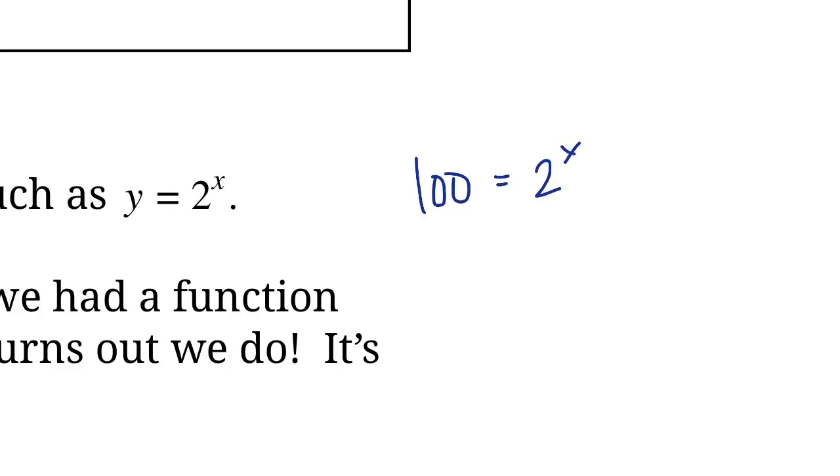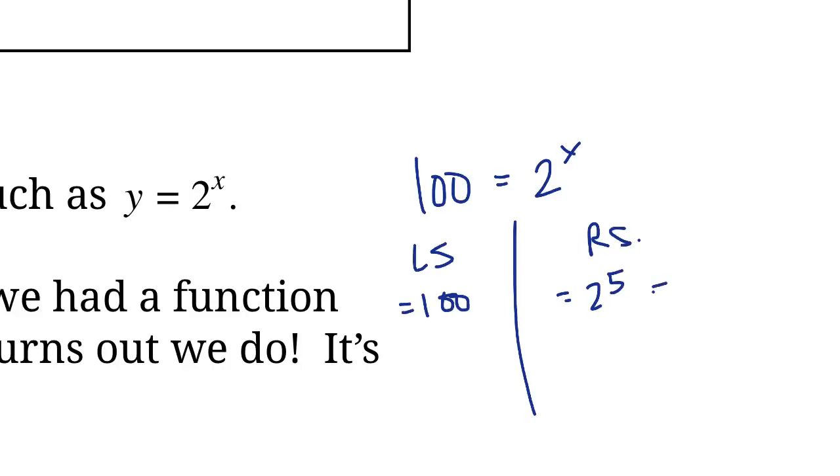We might be tempted to just plug in some values for x and see if it matches. So I would do a left side, right side deal, right? I know the left side has to equal 100, but for the right side, I'm going to try plugging in x equals 5. So 2 to the power of 5 gives me 32. Okay, so that doesn't work. That's clearly not anywhere near 100.